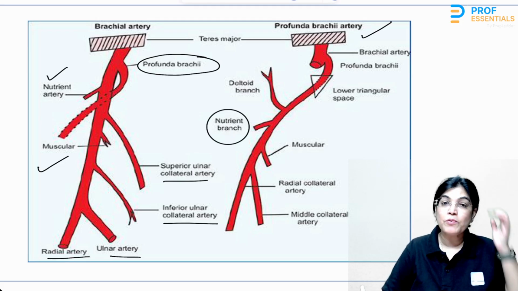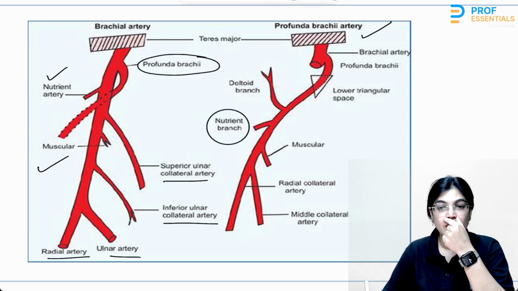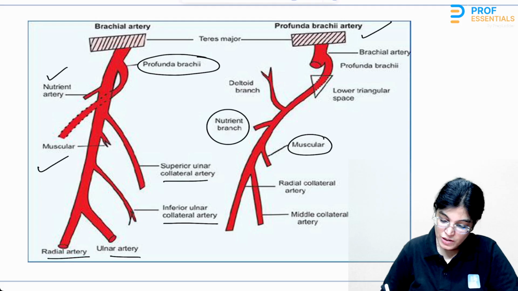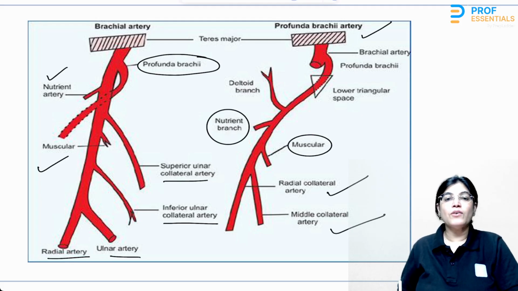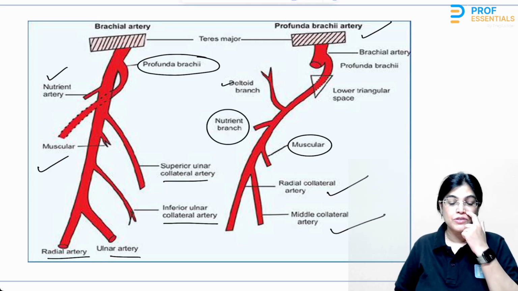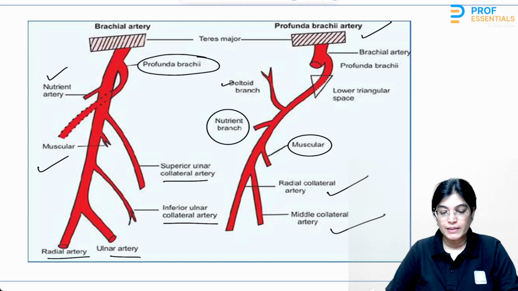The profunda brachii artery travels through the lower triangular space of the scapular region along with the radial nerve. It gives muscular branches to the adjoining muscles, the radial and middle collateral arteries, and also deltoid branches, and it gives the nutrient artery to the humerus bone. So all these points are very, very important for you to understand.